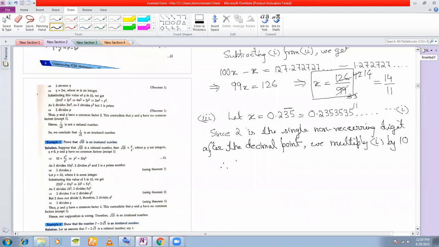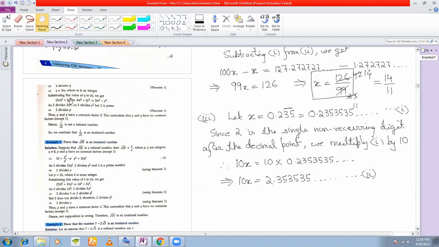So therefore, what do we get? We get 10x is equal to 10 into 0.235, 35, 35, and so on. So that in the next step, you can shift one decimal and get 2.35, 35, 35, and so on. Right? We call this equation number 2.